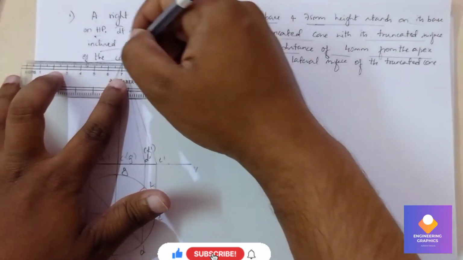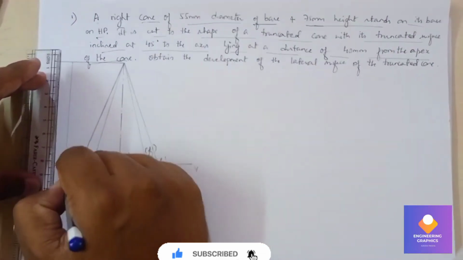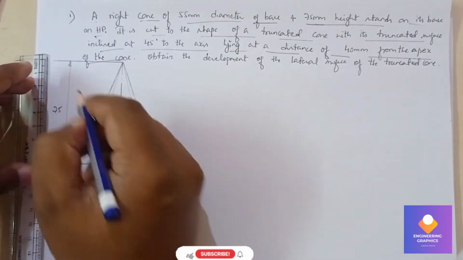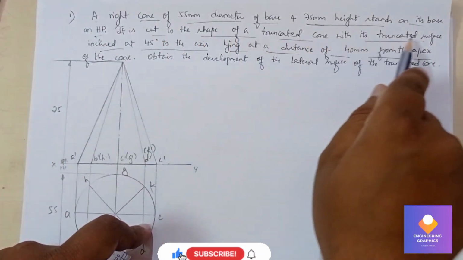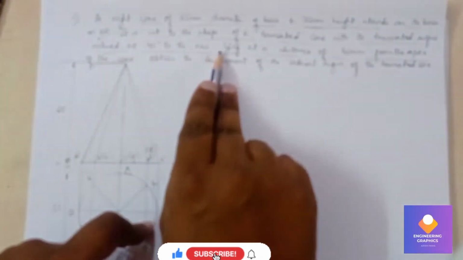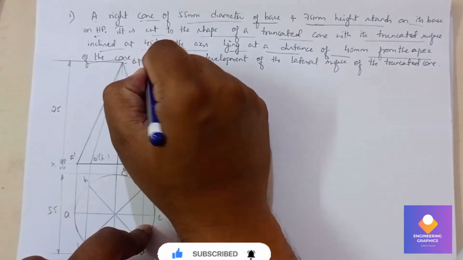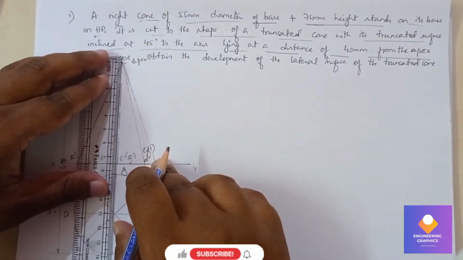So we can mention the axis here. The axis height is 75. Okay, so we should consider a section plane in the axis, at an angle of 45 degrees, exactly from the apex we should consider. So that is at a distance of 40 mm.